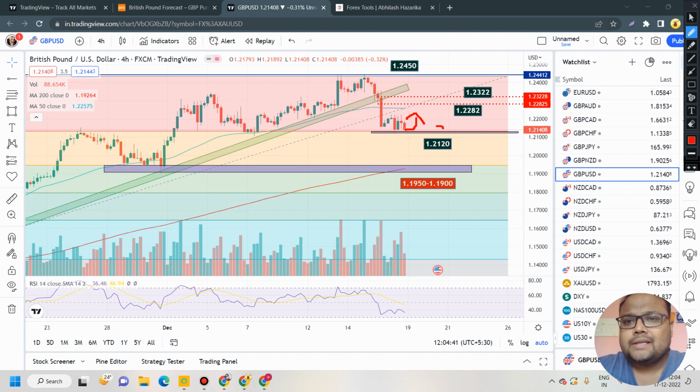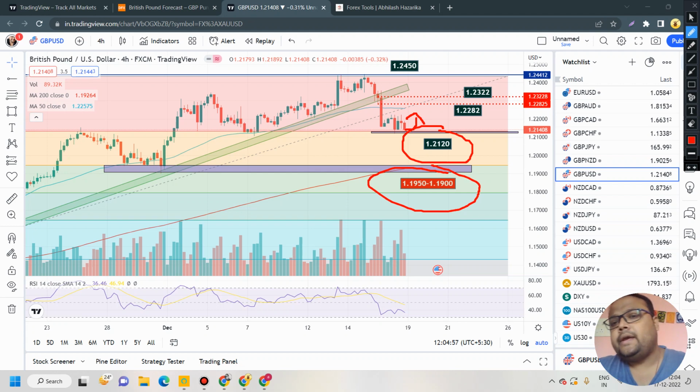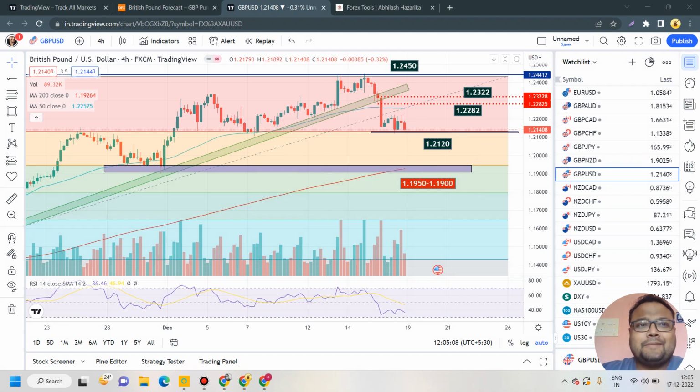So if the market breaks 1.2120, then the next support will be around 1.1950, 1.1900. This is a whole support zone because of Fibonacci as well as the presence of the 200 moving average. So we have one good support on the chart right now, that is 1.1950 to 1.1900 on the chart of GBP USD. And remember, I was talking about the market struggling around the 200, the 50 moving average on a weekly chart.